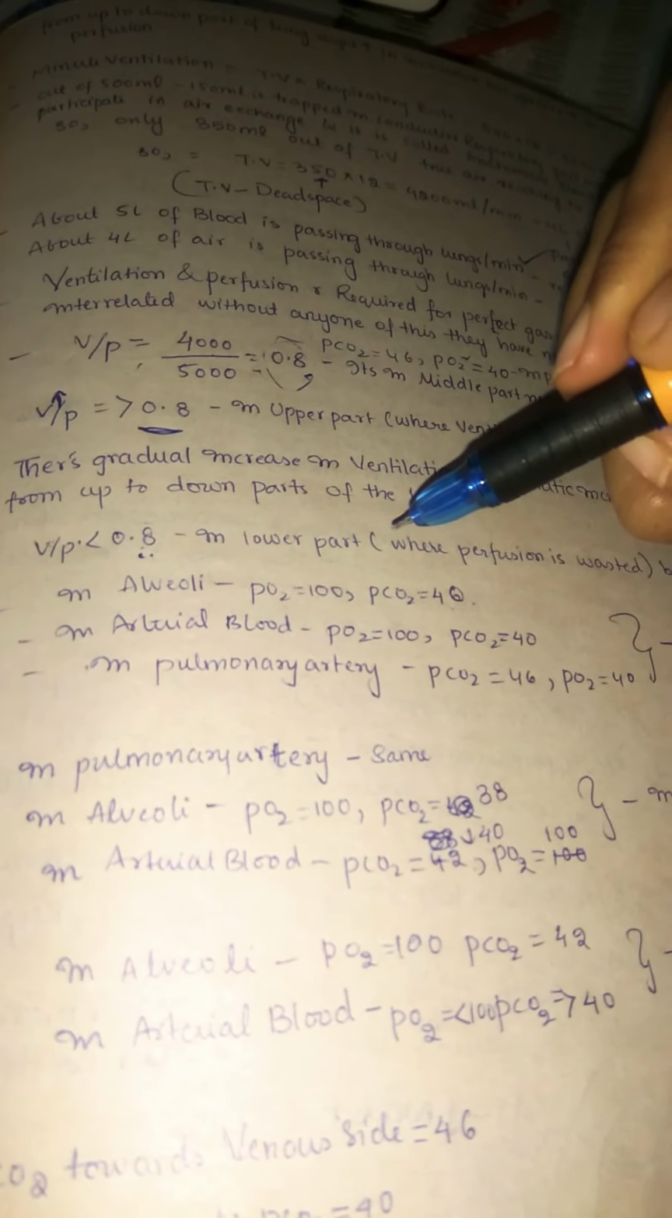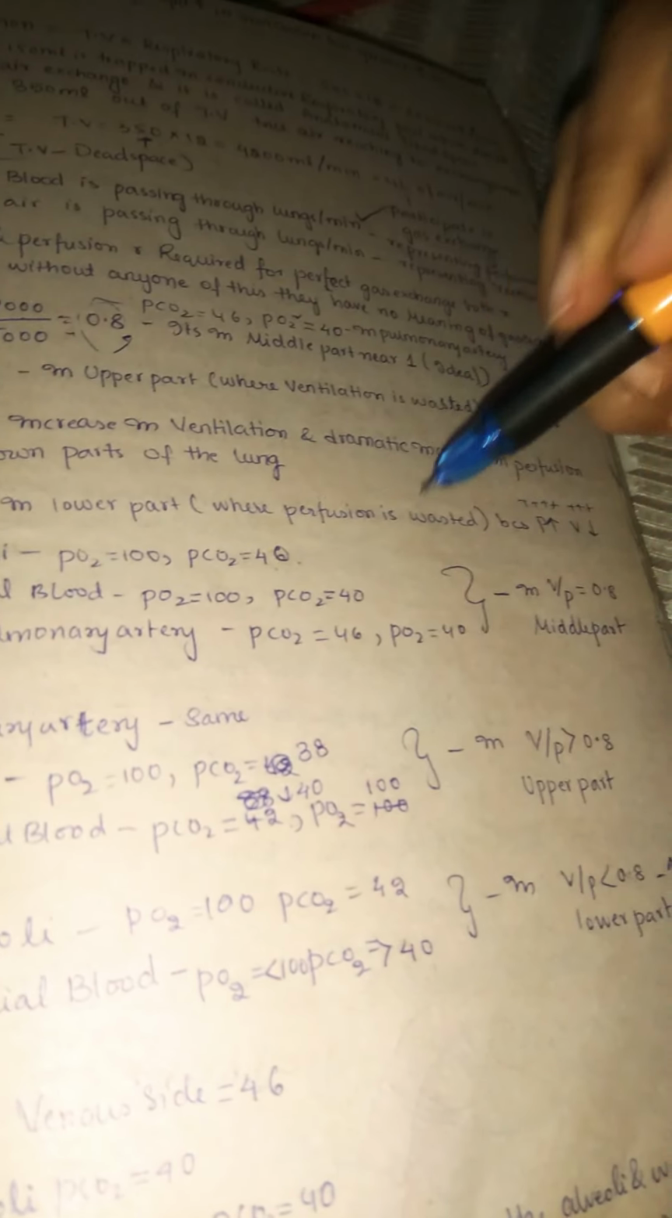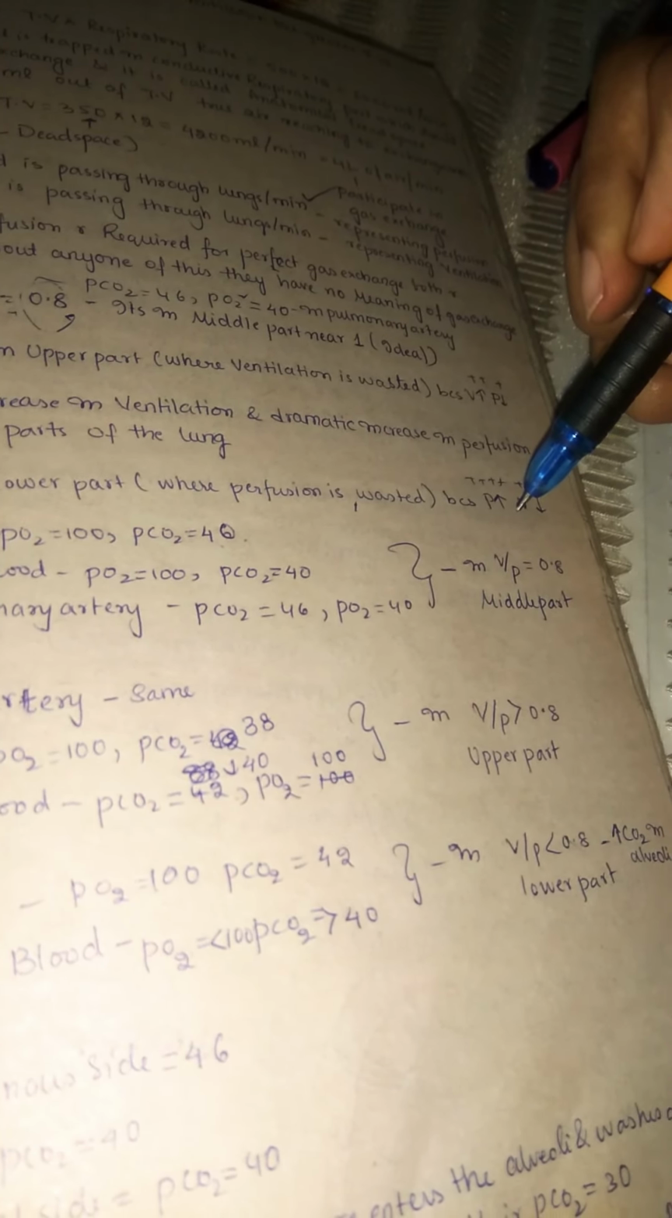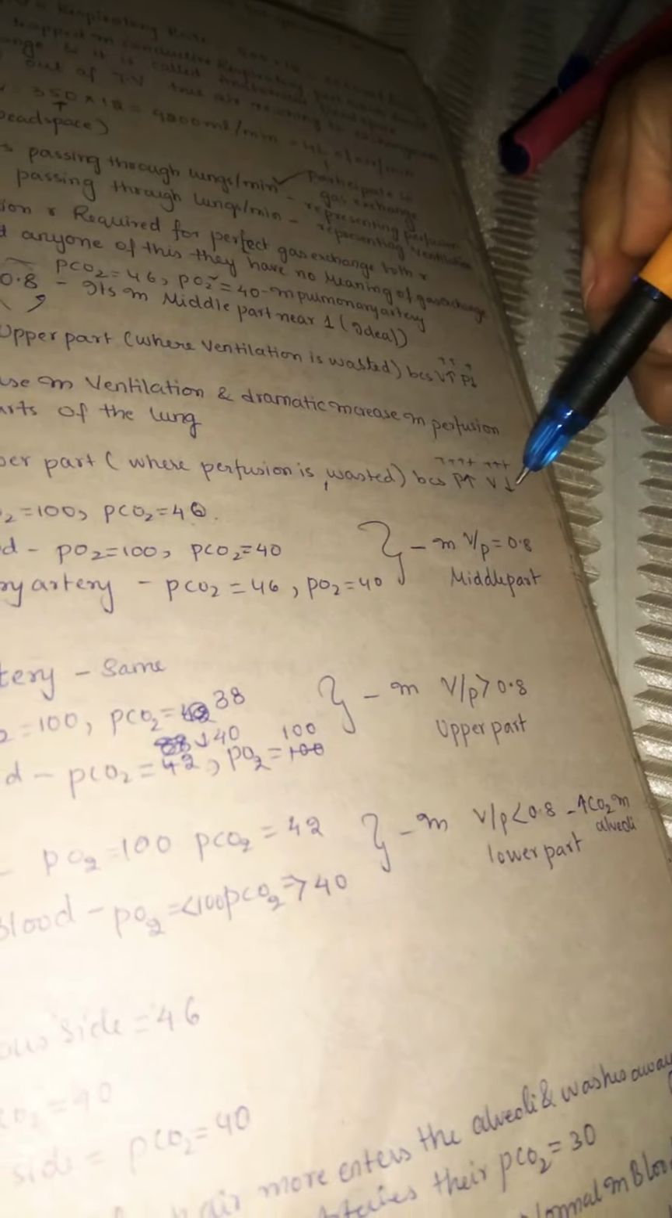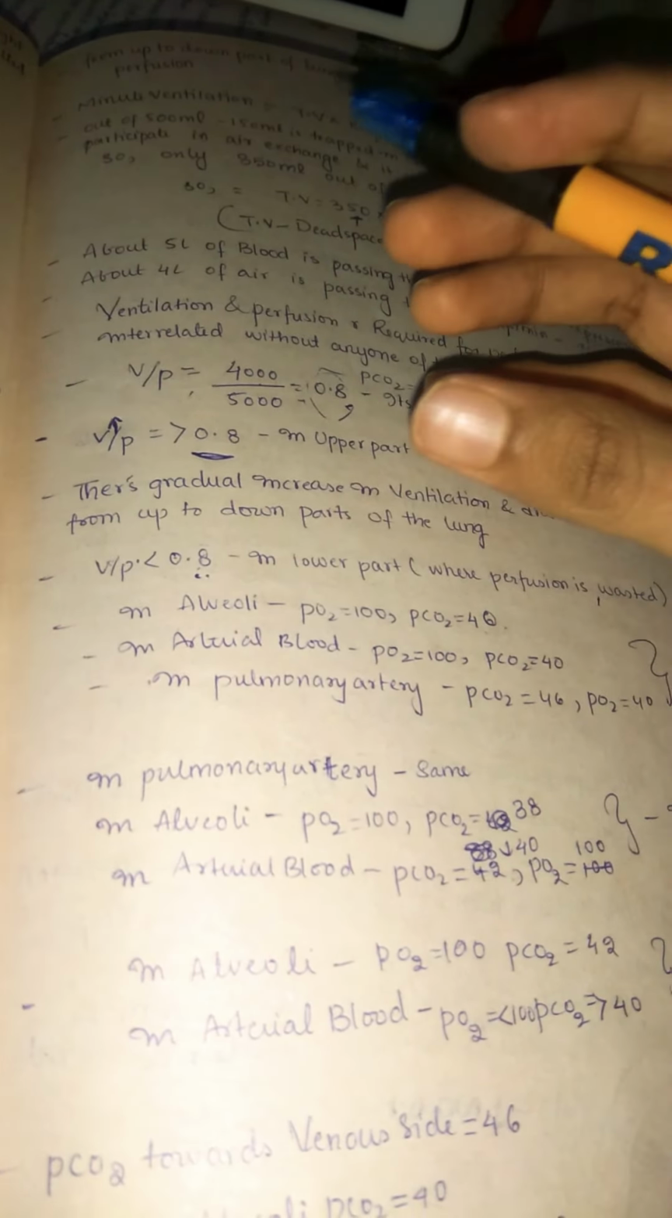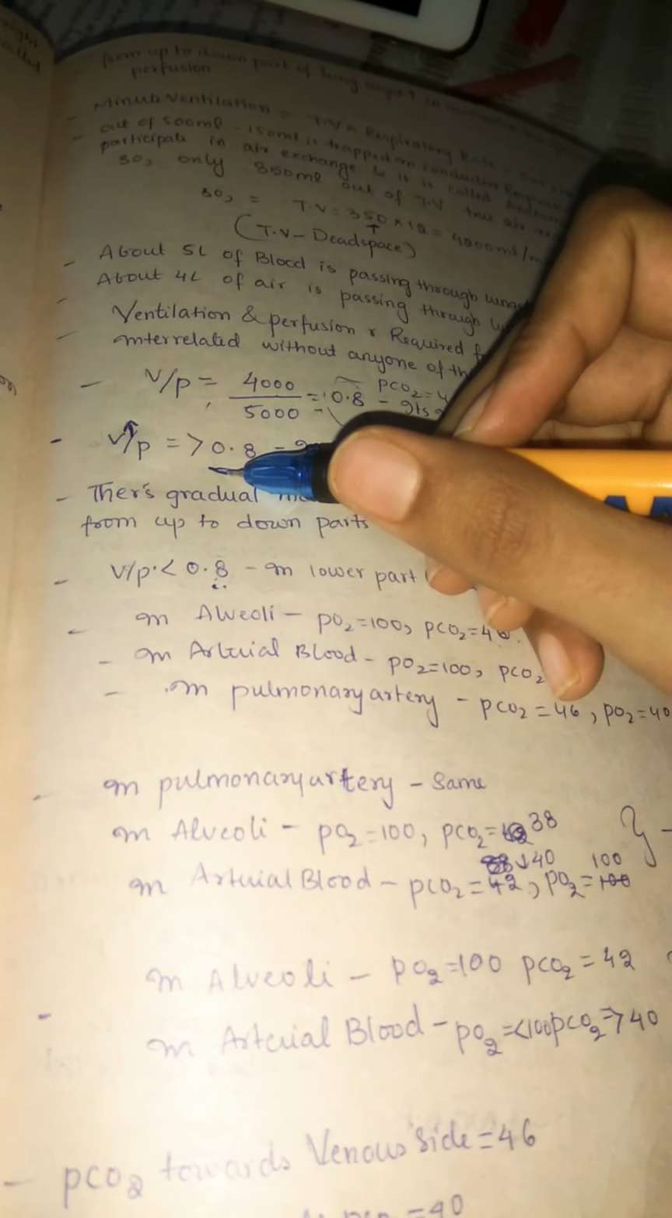So in the lower part of the lung, the perfusion is wasted, because in the lower part of the lung there is already higher blood flow. Because of the higher blood flow, the perfusion is wasted, but the air which comes is normal, so ventilation is decreased. So now we have understood that ventilation by perfusion is normal, equal to 1, in the middle part of the lung.